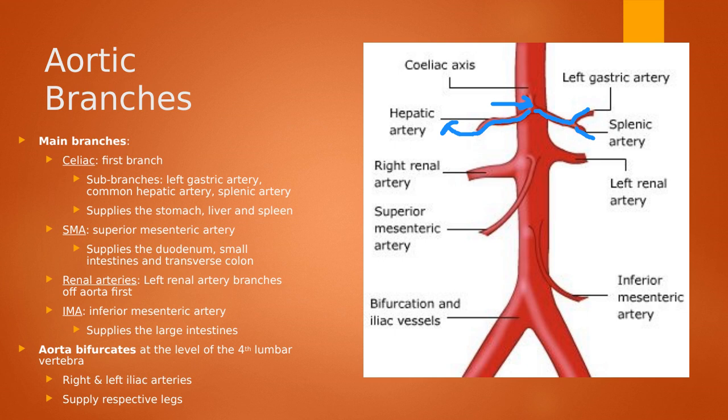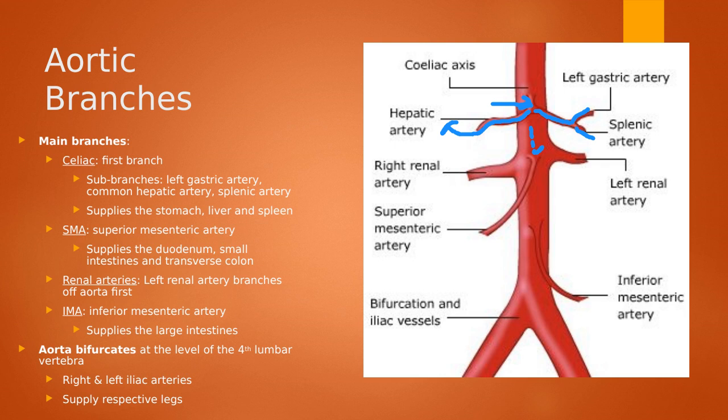Now, coming off the aorta more distally, we're going to see our SMA, our superior mesenteric artery. That's going to supply the duodenum, small intestine, and transverse colon. Everything in that GI tract that's located a little bit higher up, a little bit more in that proximal GI tract. Now, coming off even more distally from our SMA are going to be our left and right renal arteries.